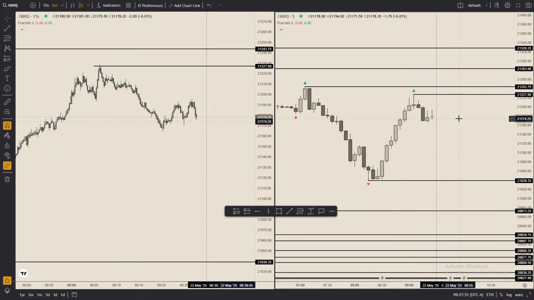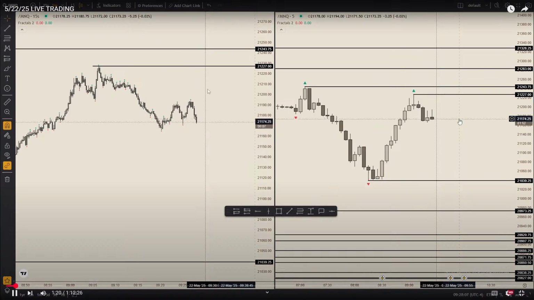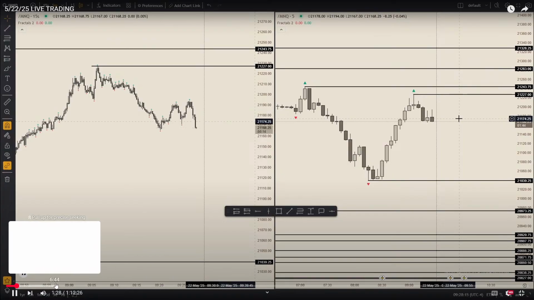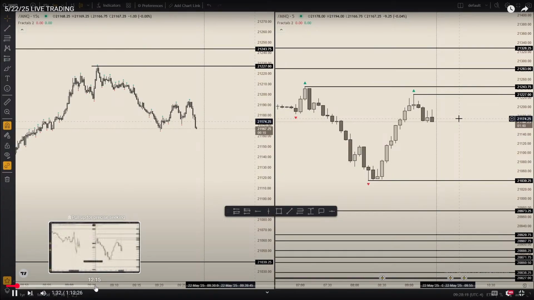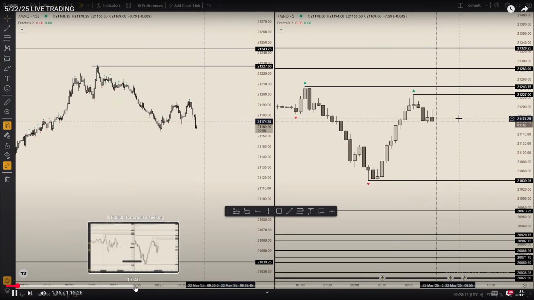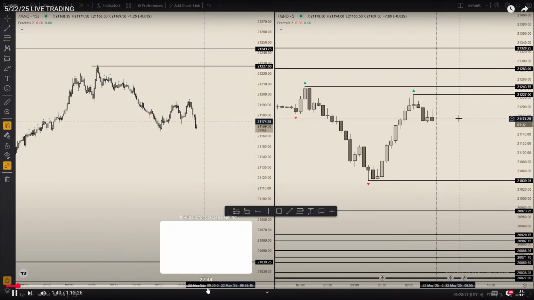All right, so this is going to be a trade review of the trade that I took today, May 22nd, which is a Thursday. You can see we're here before market open, but I'm going to fast forward to the first situation that we run into on the day.